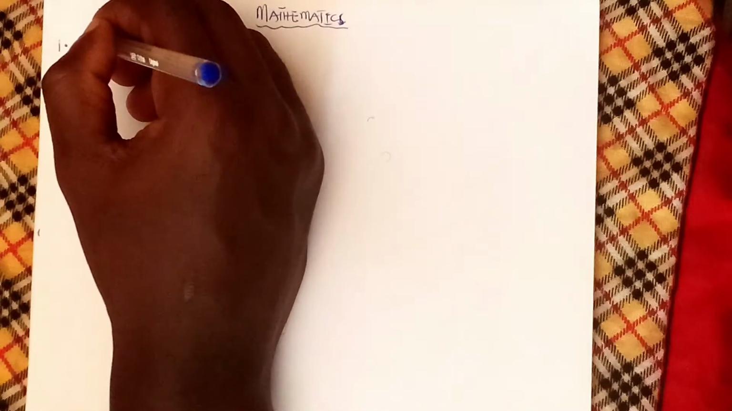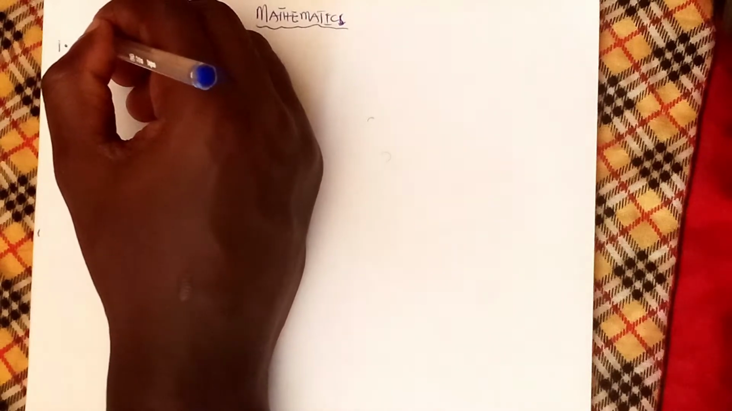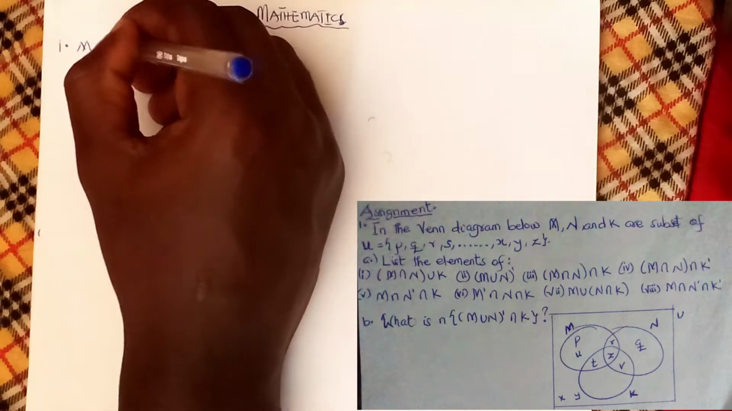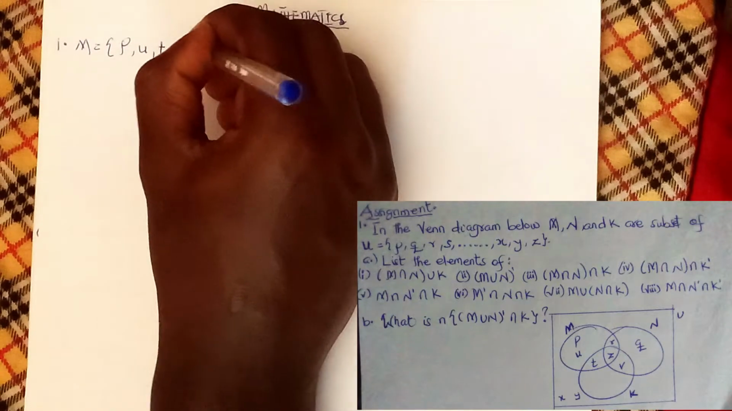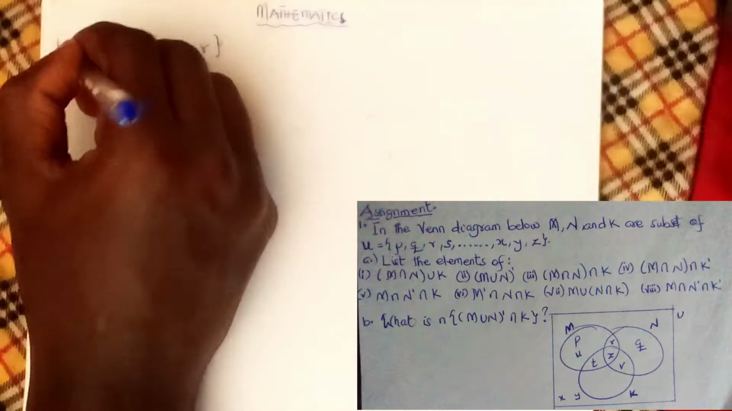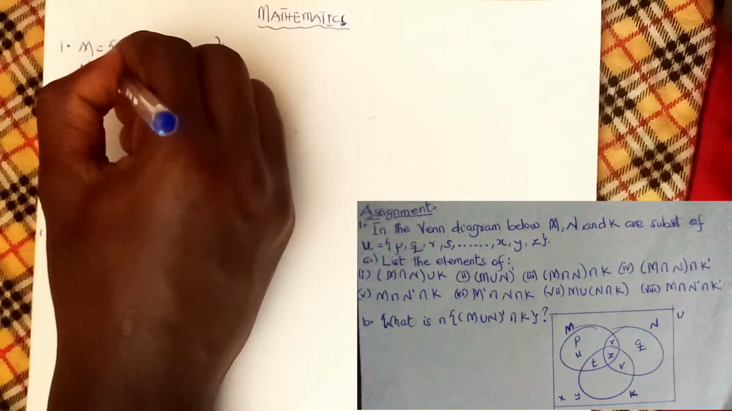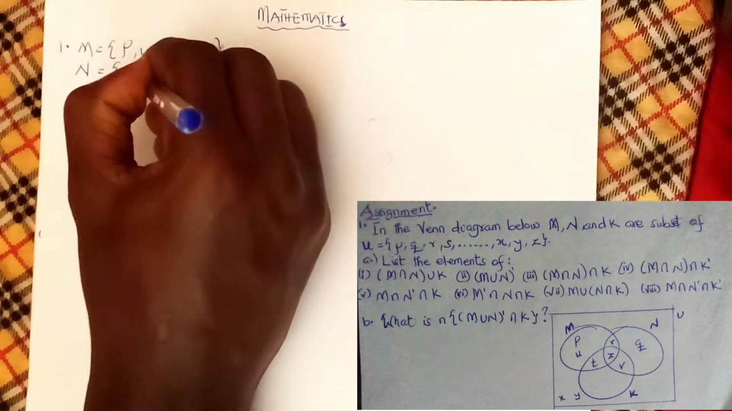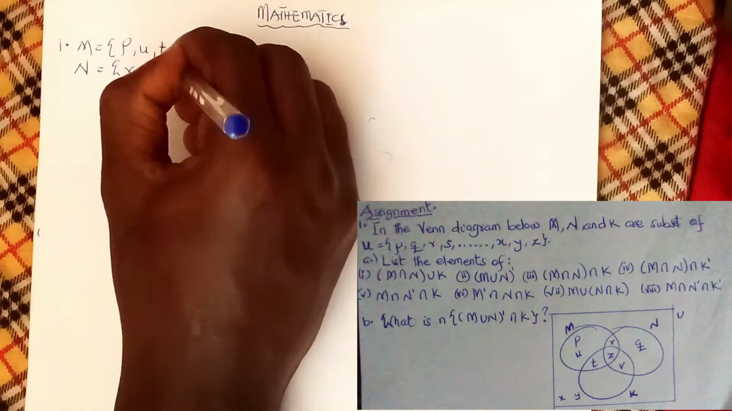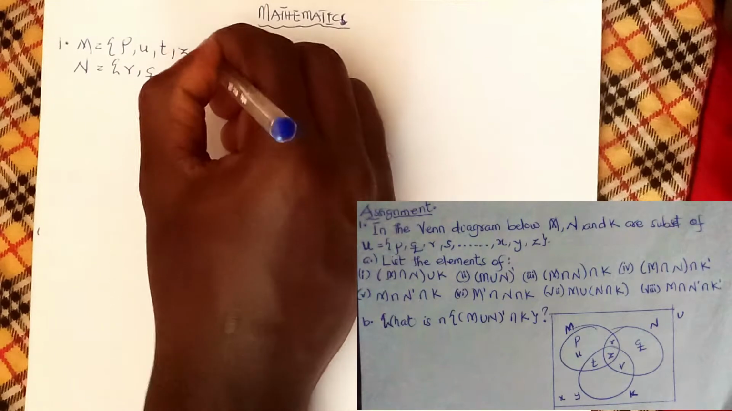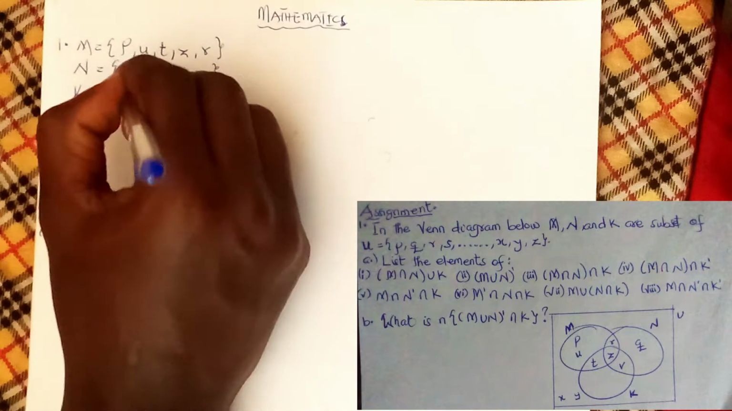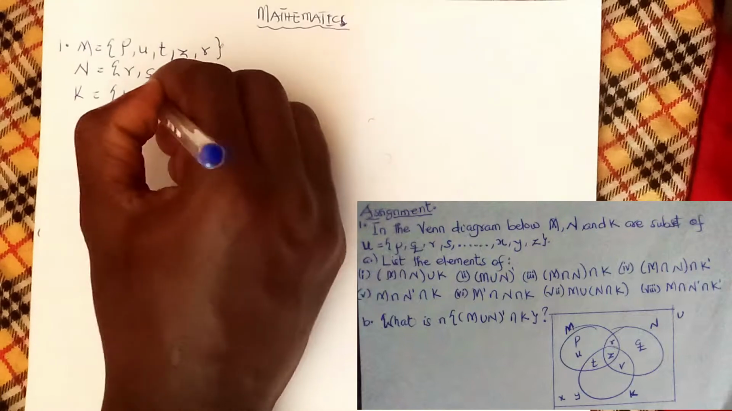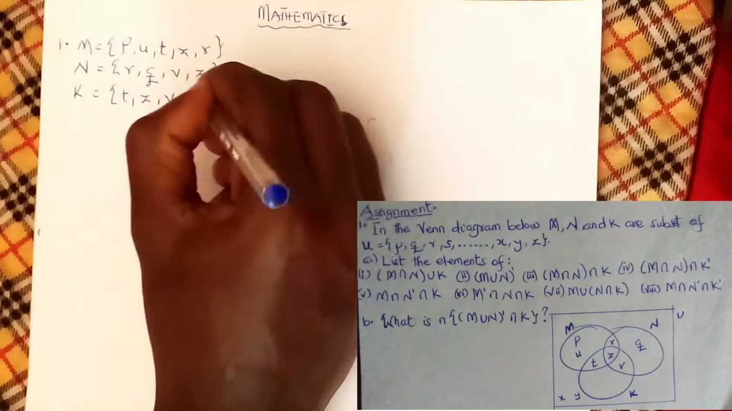Let's find the members of M, N, and K using the Venn diagram. So let's start with M. We have P, U, T, Z, and R. With N, we have R, Q, V, Z, and that of K, we have T, Z, V, S, and W.